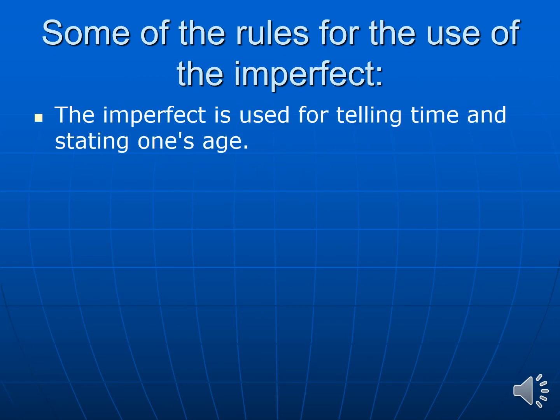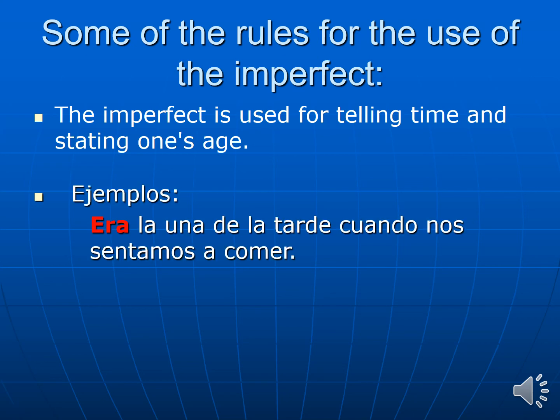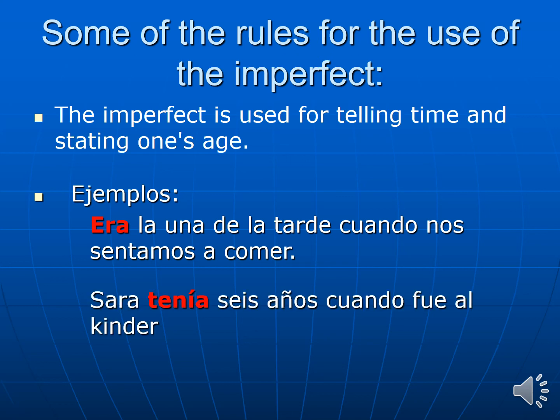Another rule for the imperfect is that when we're telling time or stating somebody's age, we always use the imperfect, never the preterite. For example, era la 1 de la tarde cuando nos sentamos a comer. It was 1 in the afternoon when we sat down to eat. So we're telling the time, we say era. We would never say fue la 1 de la tarde. We would say era la 1 de la tarde because we use the imperfect past tense to tell time.